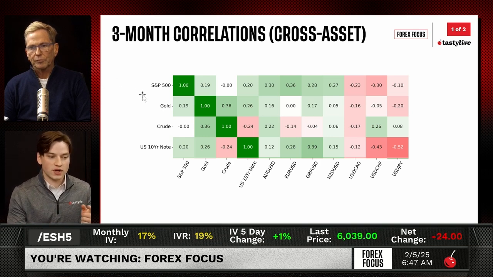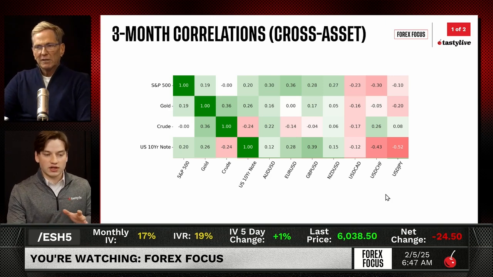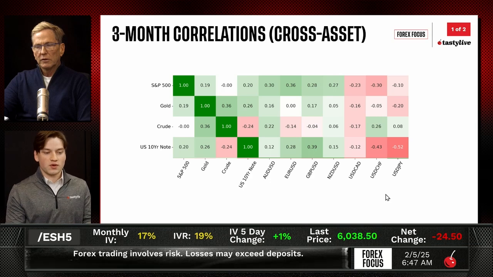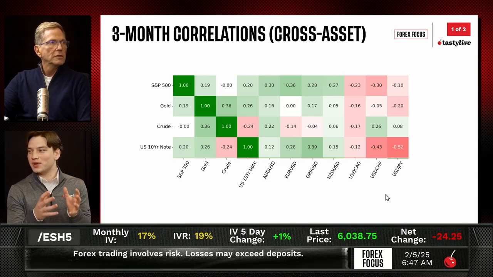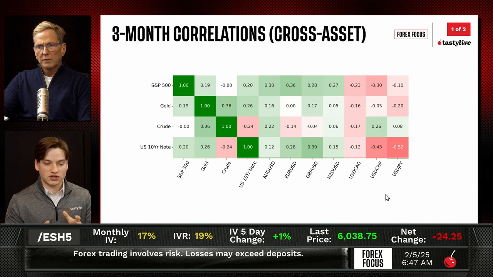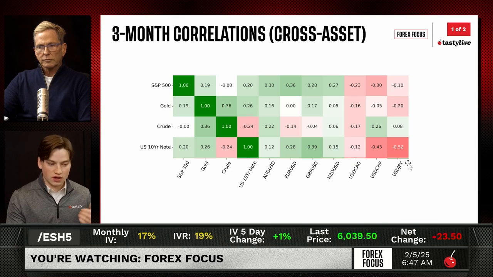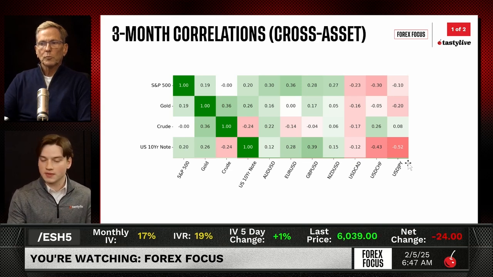We've got U.S. stocks, gold, crude, and the U.S. 10-year note. And then we've got this list of major U.S. dollar pairs. Wow. Yeah, a lot to look at, but a lot to unpack. And this is always a fun exercise when I print this gigantic block of colors and numbers to try and just see what's interesting.